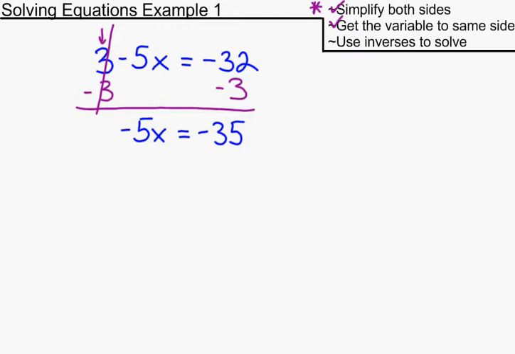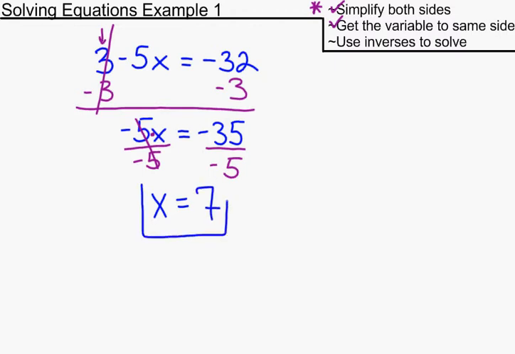I'm one step closer to having the x all by himself. For my final step, I notice that this negative 5 right here is attached to the x with multiplication. So in order to undo that, I divide both sides by negative 5. And again, the negative 5s are going to reduce down to a 1, which is what I want, leaving just my variable x, all alone and isolated now. And then doing the math on the right-hand side, I get a positive 7. So the solution to my equation is x equals 7.